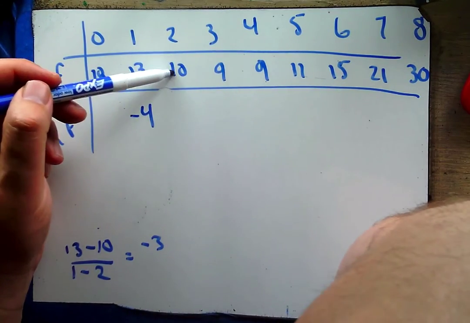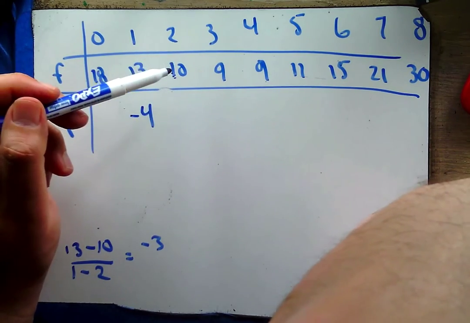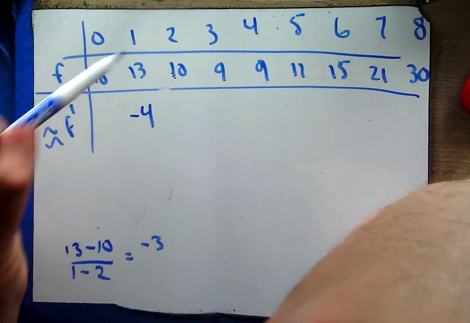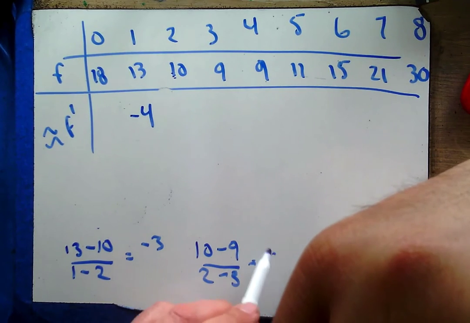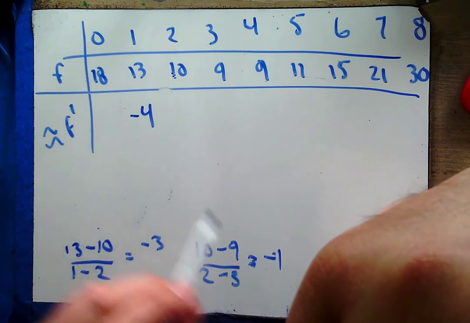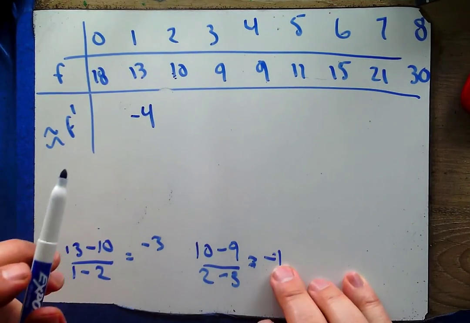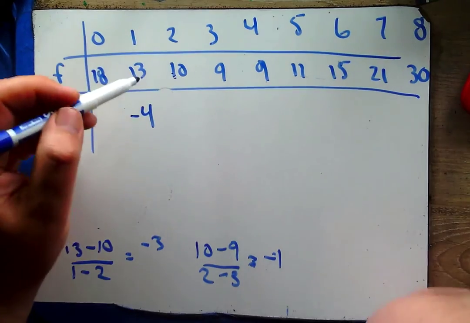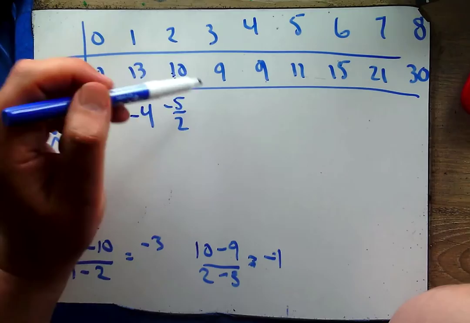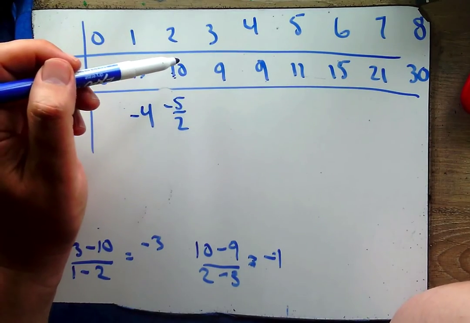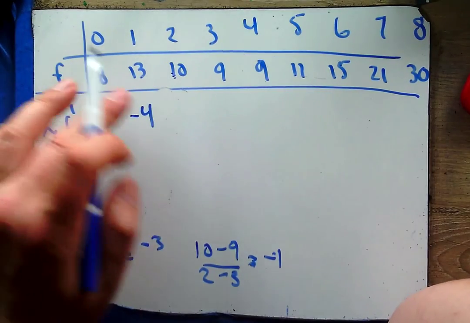Now, if I want to approximate the slope over here, I can use this, or I can use this. So what about 10 minus 9 over 2 minus 3? That's 1 over -1, which is -1. So if I average -1 and -4, I have -5 times. Okay? Here we said the slope was, no, let's go back a second.